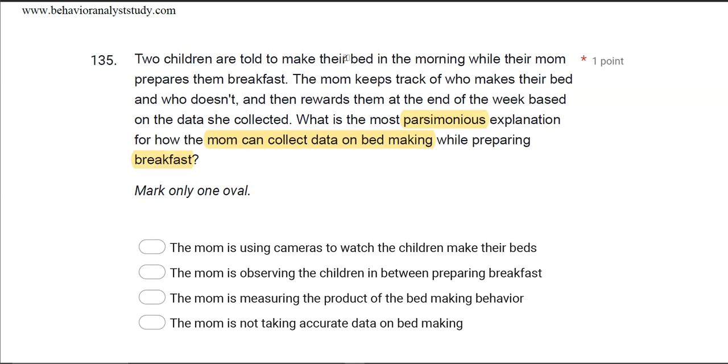So two children make their bed in the morning. Mom keeps track, rewards them. How does she do it? A, the mom is using cameras to watch the children make the bed. Now remember, we're looking for the parsimonious explanation.